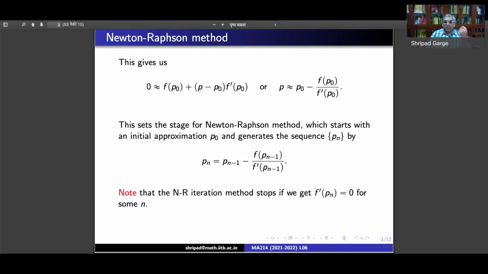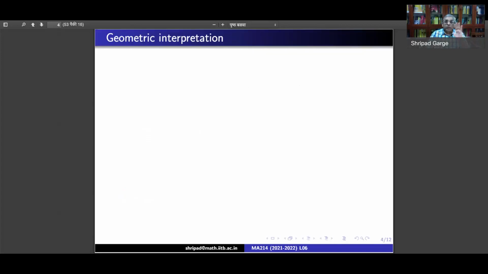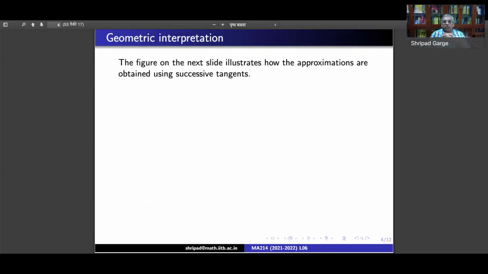Okay, so that is one small assumption that we will have, which will make our Newton-Raphson method more effective. So let's try to understand this method graphically or geometrically. We will actually see one image in the next slide, and that will tell you how these approximations are obtained using tangents. Naturally, whenever you have the derivative, it is very intimately connected to tangents.